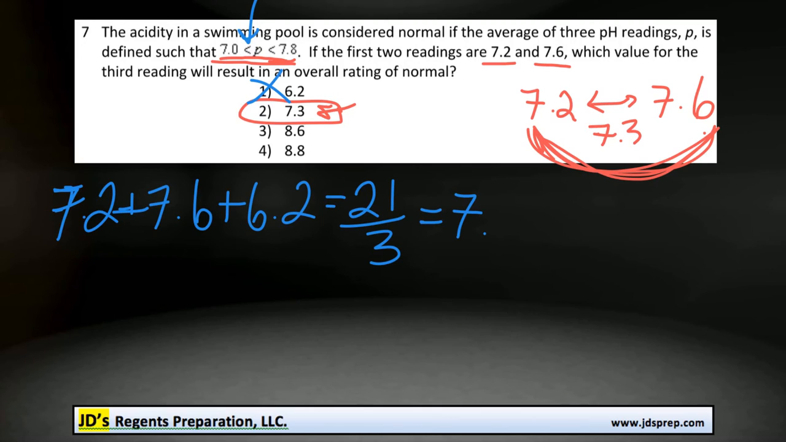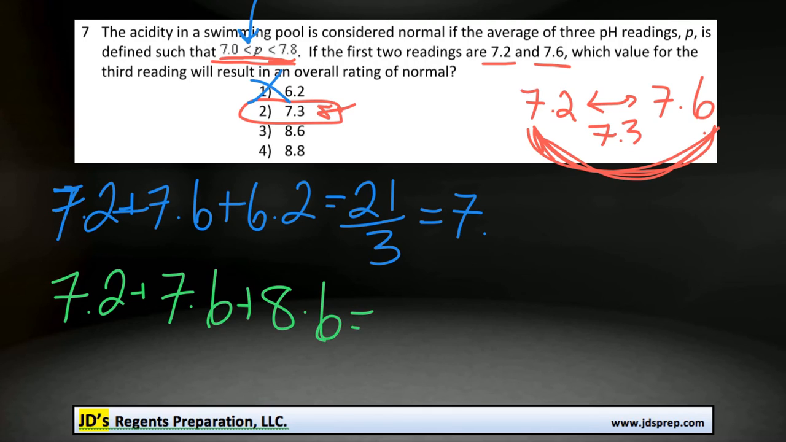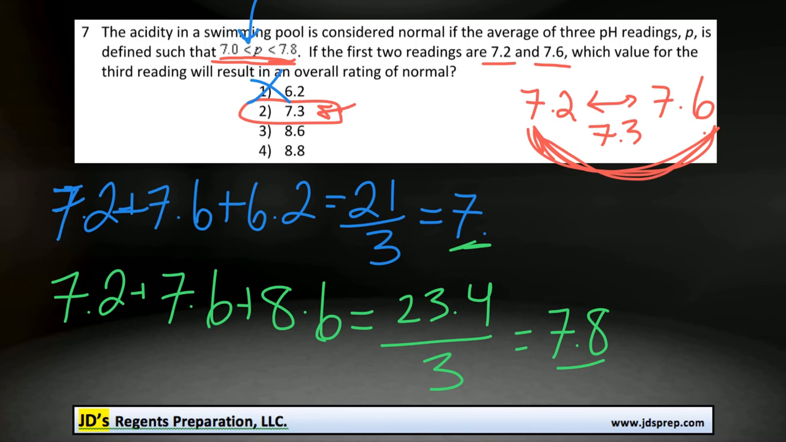I'll show you with 8.6. So if we add 7.2 plus 7.6 plus 8.6, we get a total of 23.4. Then to find the average, we're going to divide that by 3. And that comes to 7.8. So a similar situation to this one here, where it's almost within the range, but the average needed to be less than 7.8, not just equal to it.